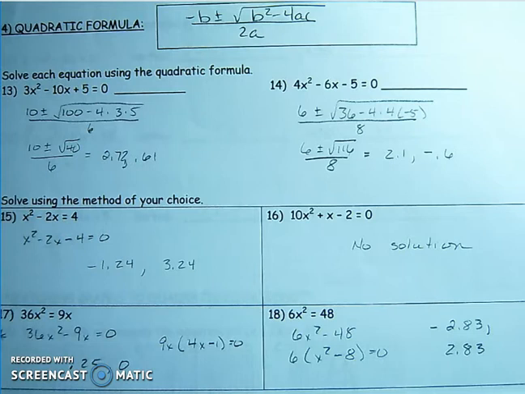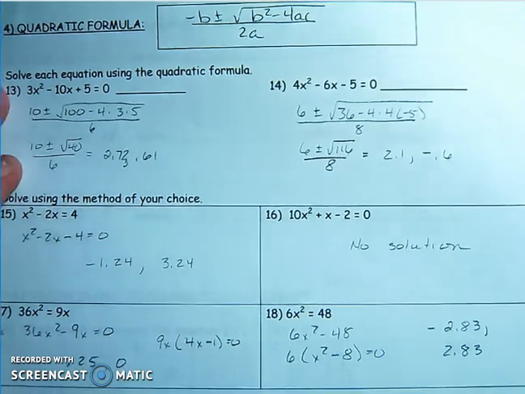Or you can use the quadratic formula. Here, c is 0, so be mindful of that. Or you can graph it and see where it crosses the x-axis. In 18, you can move the 48 over and factor it and solve it by hand. You can just solve for x, so 48 divided by 6 is 8. So then x squared is plus or minus the square root of 8, which is plus or minus 2.83. If you have any questions on these four, now's the time to ask Miss Lewis.